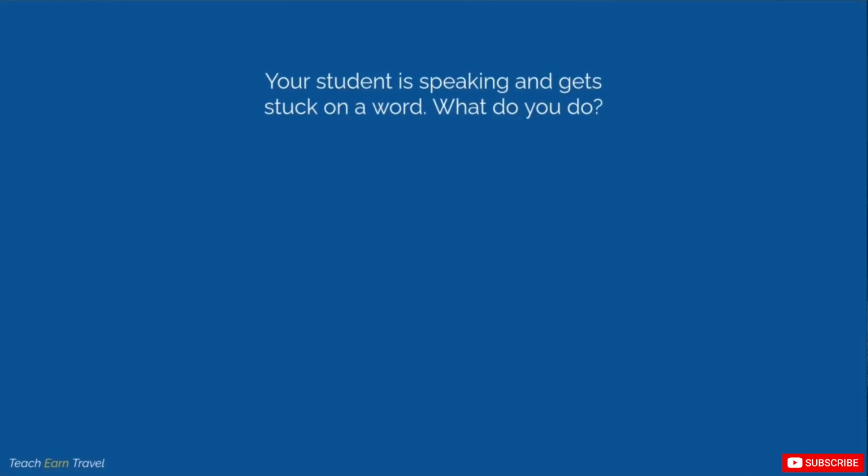Now let's imagine this situation. You're in the lesson and your student is speaking and they get stuck on a word. What do you do? Now at this stage, you might know what your student is going to say. You're pretty sure you know the word that they're trying to think of. Well, don't just tell them the word. We know that. We should never just give the student the answer. But why?